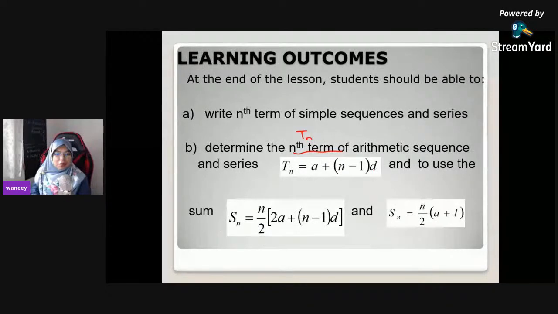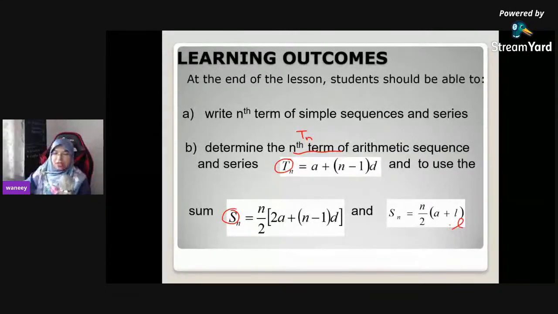And to use the sum formula, so T represents the term and S represents the sum. So Sn equals n over 2 times (2a plus (n minus 1)d), and Sn equals n over 2 times (a plus l). So this is not 1, this is L. L yang huruf kecil tu. So dia nampak macam 1 tapi bukan, the L.